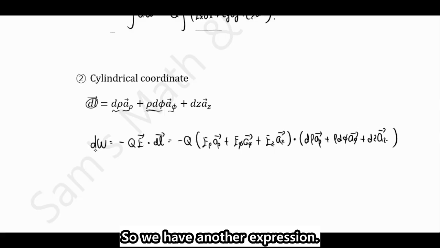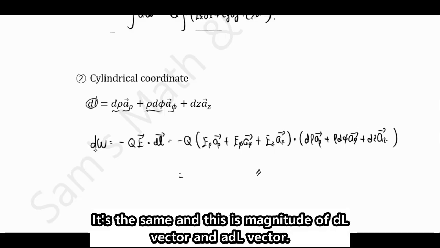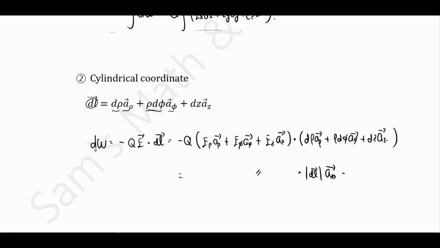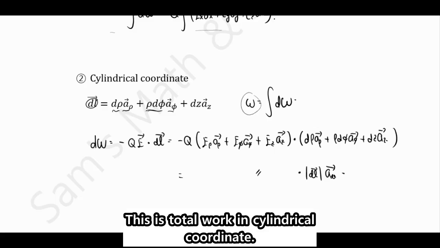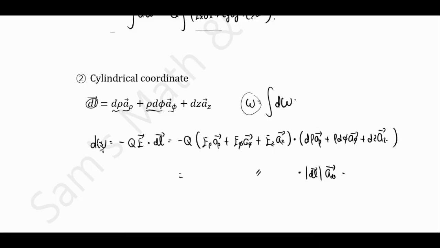We have another expression, which is the same, using the magnitude of the dl vector and a dl vector. So the total work is the integration of dW. This is the total work in the cylindrical coordinate system.